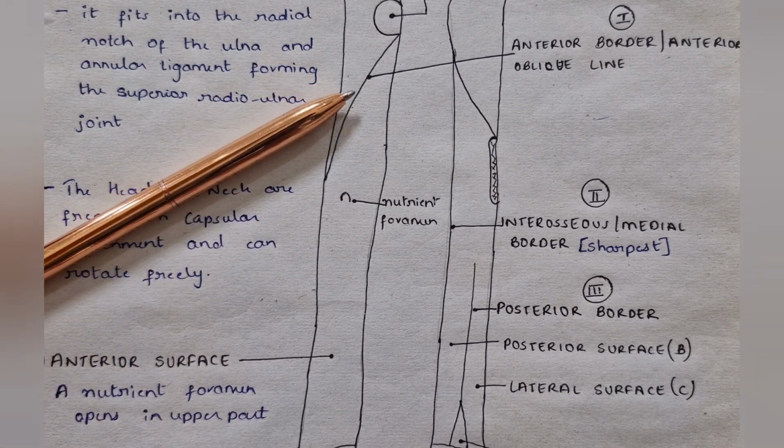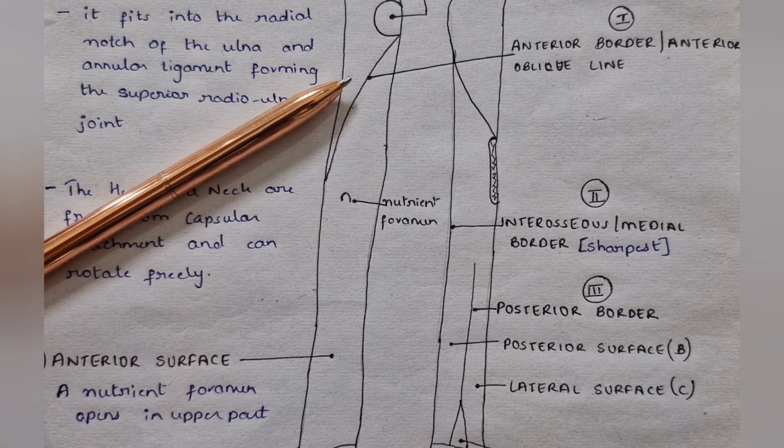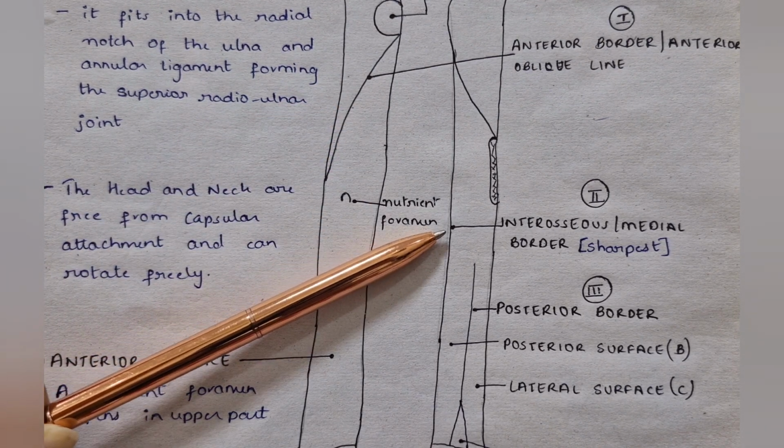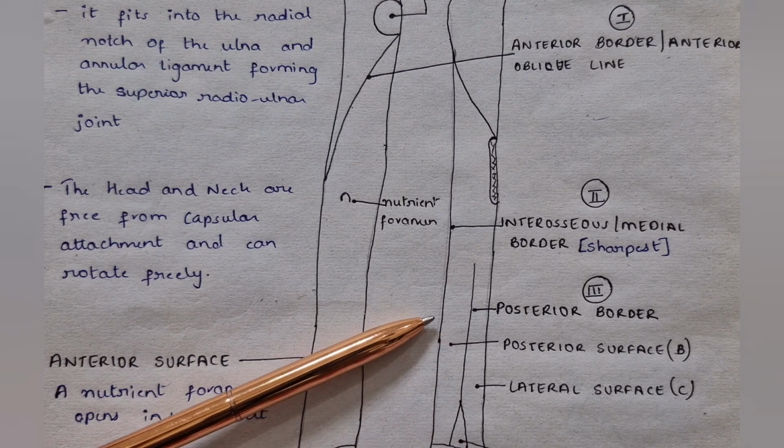We have three borders: anterior border or the anterior oblique line, the intraosseous or the medial border, which is the sharpest, and the posterior border.